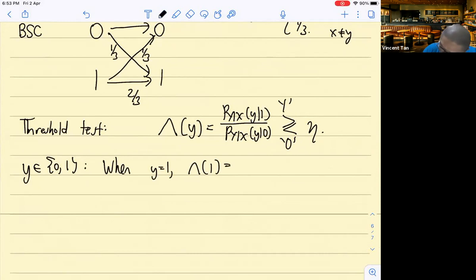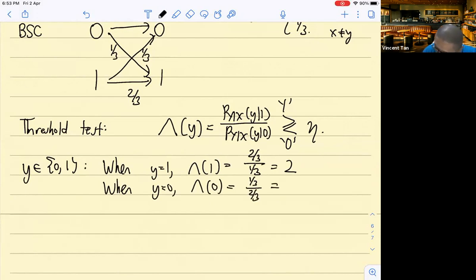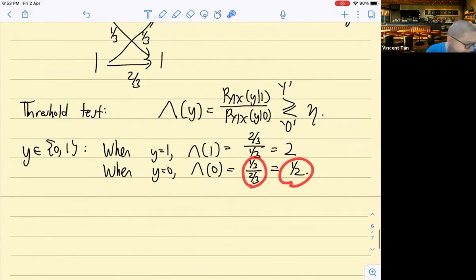When Y is equal to 1, let's calculate this exactly. Lambda of 1 is equal to 2/3 over 1/3, which is equal to 2. Instead, when Y is equal to 0, lambda of 0 is equal to 1/3 over 2/3, which is equal to 1/2. Hopefully you can follow this calculation. For example, when I evaluate at 0, this is 1/3 because the symbols are different. And here, the symbols are the same. So 1/3 over 2/3, which is equal to 1/2.